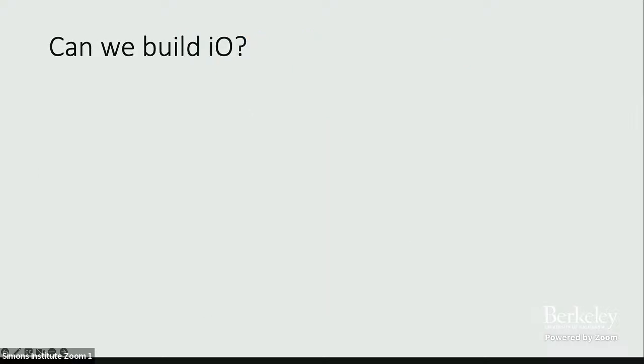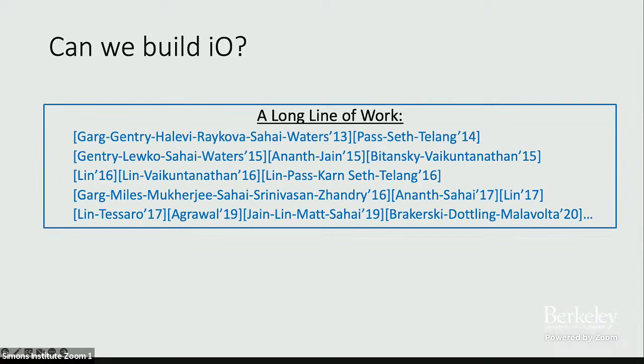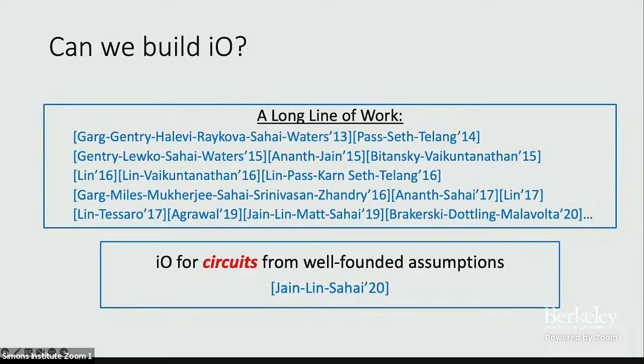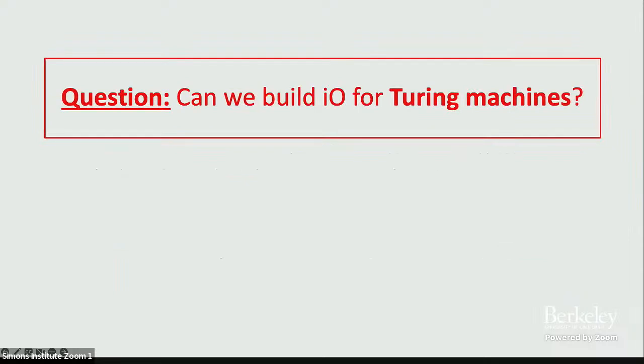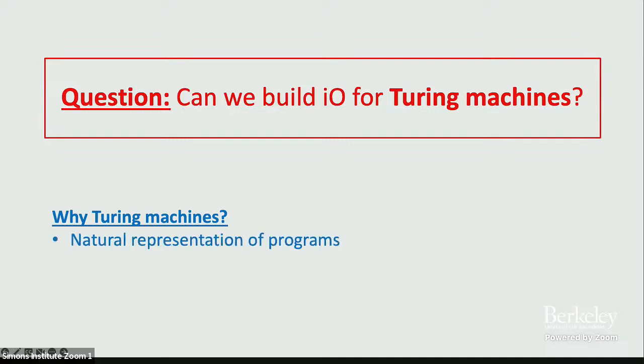This question has been studied for quite a long time. Recently, in the breakthrough work by Jain, Lin and Sahai, they show how to build iO for general circuits from well-founded assumptions. In this work, we studied the following question: can we build iO for Turing machines? Why do we care about Turing machines? Why isn't the circuit model good enough?